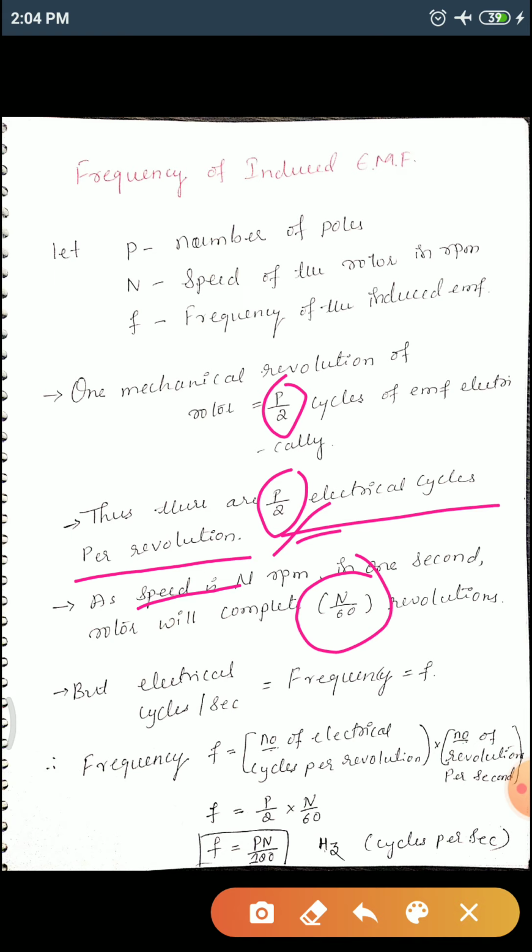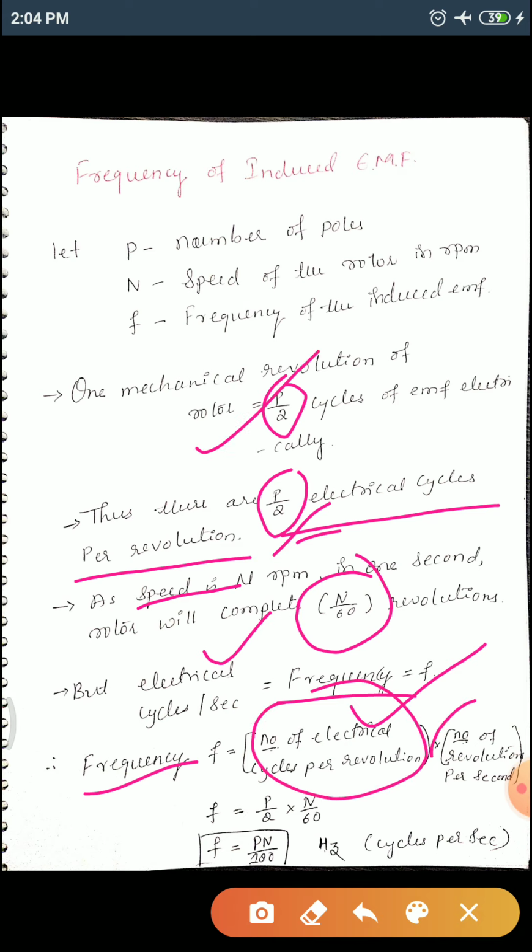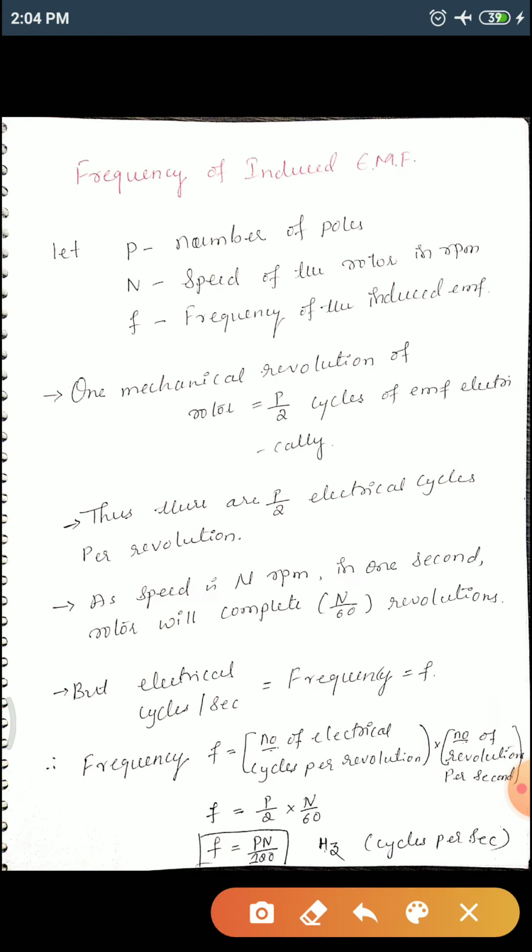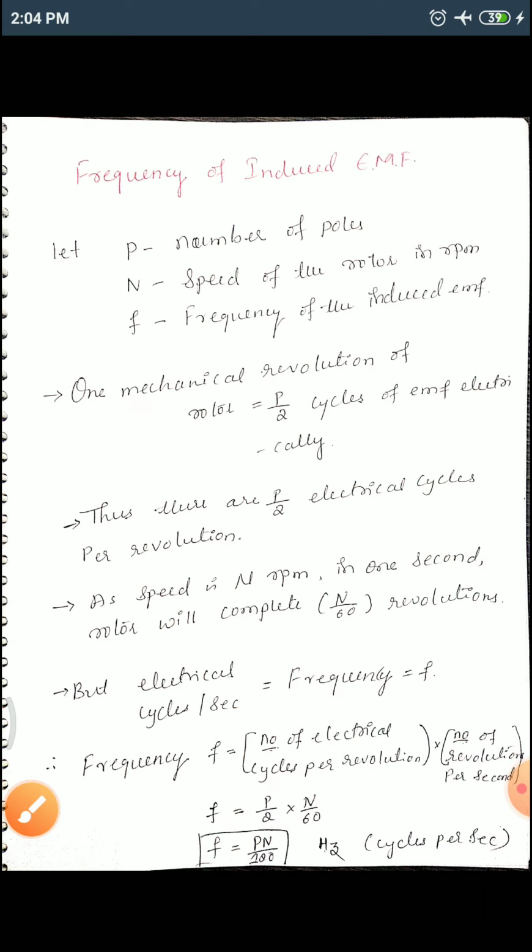So what we can do is define the frequency as electrical cycles per second. Frequency can be defined as the multiplication of the number of electrical cycles per revolution into the number of revolutions per second. The number of electrical cycles per revolution is P by 2 and the number of revolutions per second is N by 60. Multiplying those two, P by 2 into N by 60, you get F, the frequency of the system. F is equal to PN divided by 120, and it is measured in hertz, which is nothing but cycles per second.